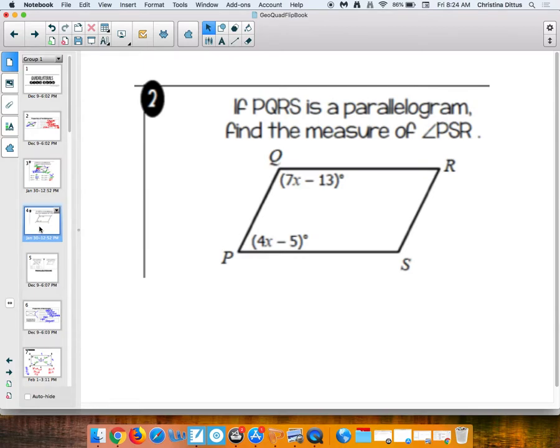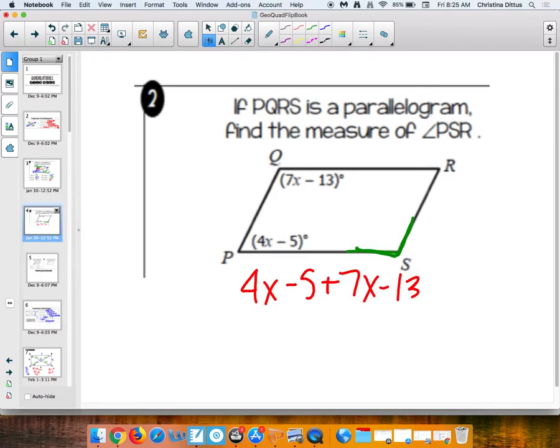Alright, how about here? If we have a parallelogram, how can I find PSR, this angle right here? What can I do with my X stuff? Go, Bella. Aren't the two things you already have going to equal 180? Yeah, why? Because they're adjacent, next to each other. So they gotta equal 180. It's like my field goal thing that we talked about a while ago. So add them up, set them equal to 180.